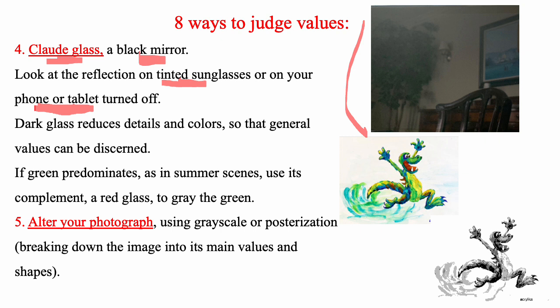Now, if green predominates, like summer scenes, then you can use a red glass, the complement, because that will gray the green. This is also a good way to look at a bright sky, as long as you don't stare at the sun or its reflection. And then number 5 is alter your photograph, either by turning it into a grayscale or by posterizing it, where you break down the image into its main values and shapes.